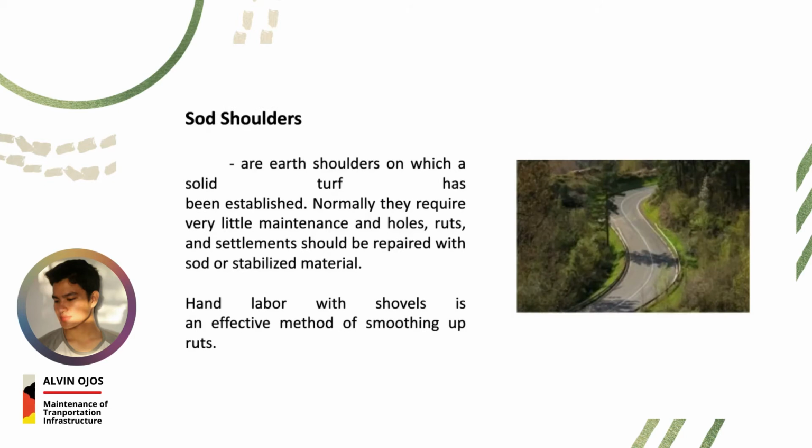Next, we have sod shoulders. So these are earth shoulders on which a solid turf has been established. Normally, they require very little maintenance, and holes, ruts, and settlements should be repaired with sod or stabilized material. Hand labor with shovels is an effective method of smoothing up ruts.